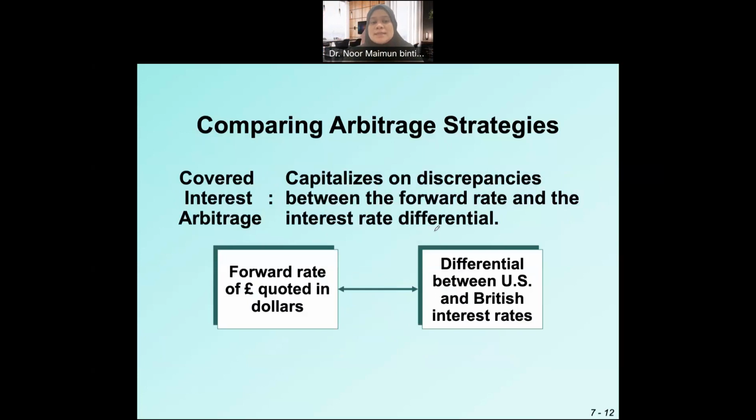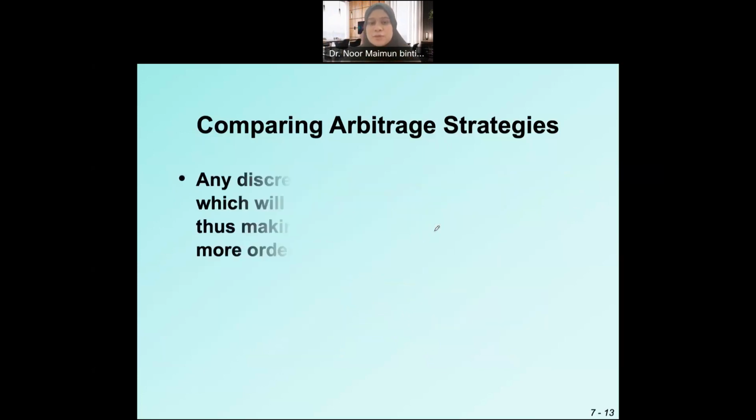And the last one is covered interest arbitrage. This one is easy for you to recognize whether you are involved in covered interest arbitrage or not. It involves interest rate discrepancies, which means that you have two different interest rates, and also you are given one spot rate or one forward rate. So that is when you know you are involved with covered interest arbitrage.